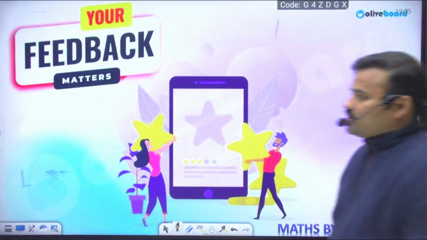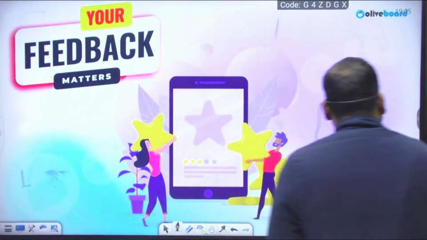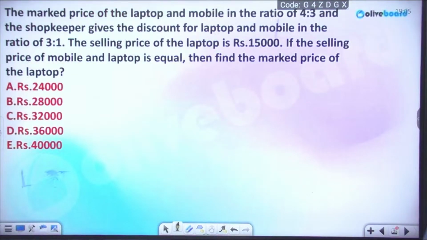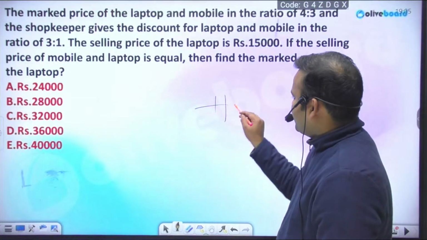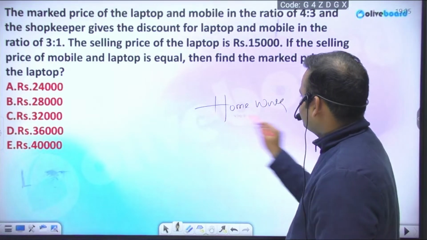Fine. So this was today's lecture of profit and loss. One question was left out, I guess. This is homework. So comment in the homework comment box. What is the answer for this?